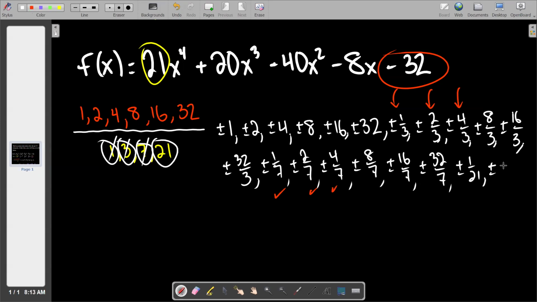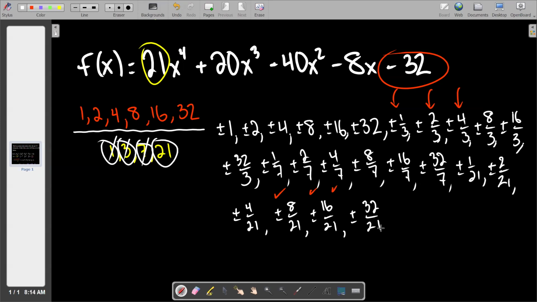So positive negative 2/21, positive negative 4/21, positive negative 8/21, positive negative 16/21, and then positive negative 32/21. It's a lot. As advertised, that is exactly 24 pairs of positives and negatives for a total of 48 candidates, a lot of which are not really in play.